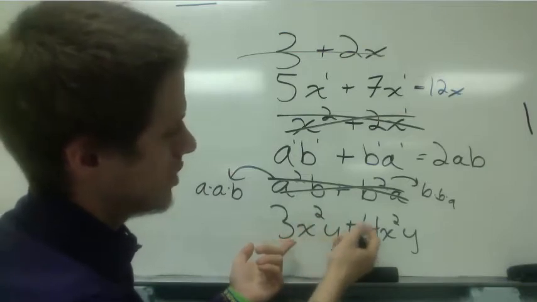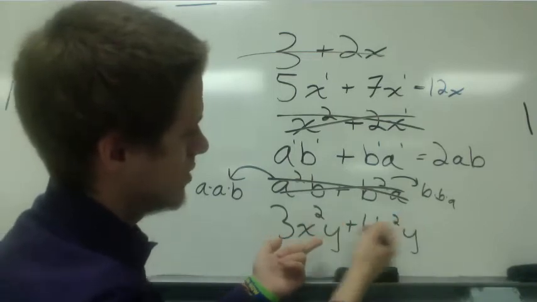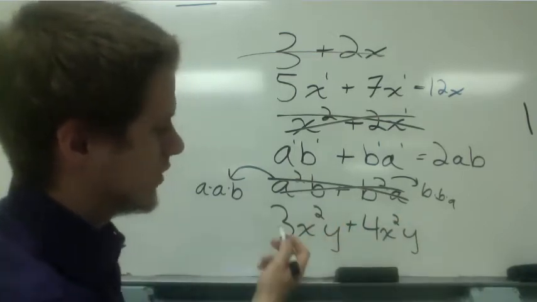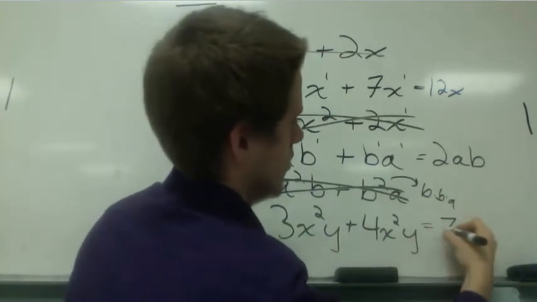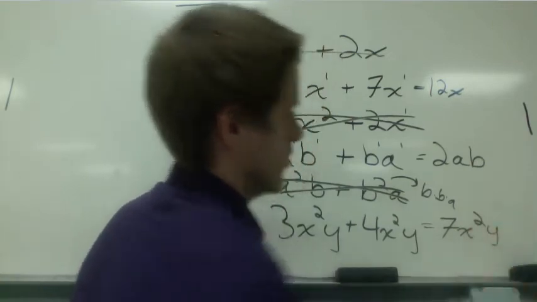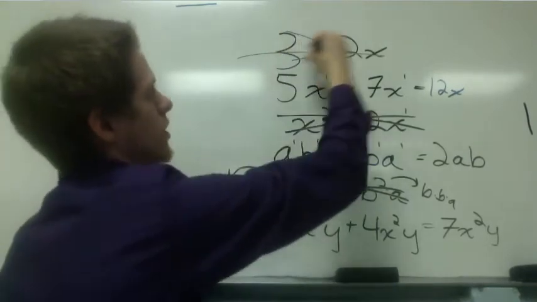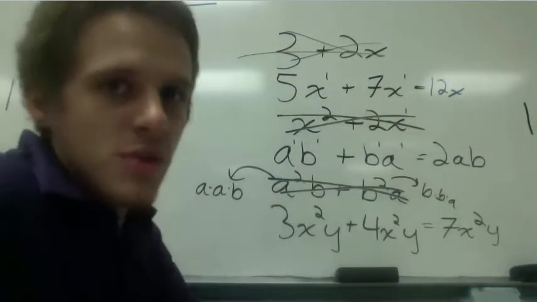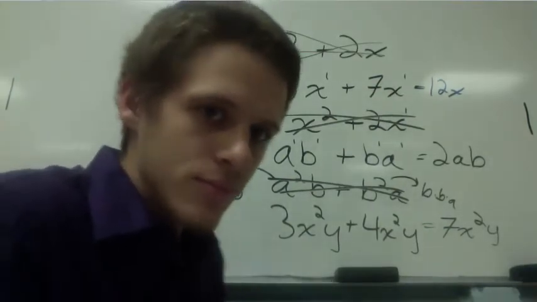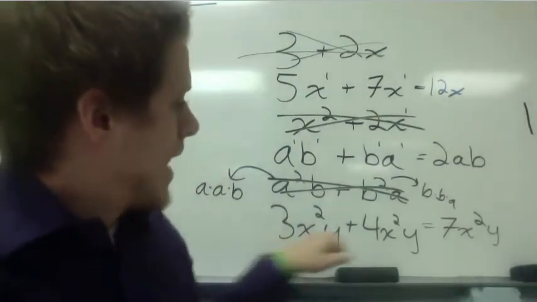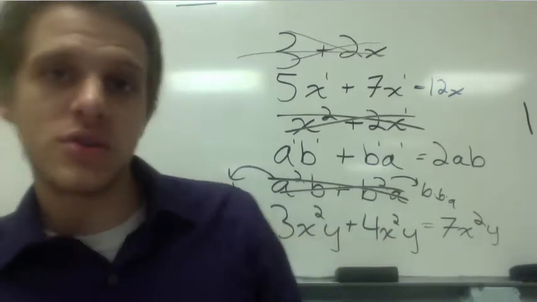3x squared y plus 4x squared y. Okay, same variables, x squared, y and a y. So if we've got 3 of those and we're adding 4 of those, we can say that we end up with 7x squared y. So 3 of those were like terms, 3 of those were not. And when they're like terms, you can combine them, adding them, keeping the sign in front. So combining like terms, you add their coefficients, but the powers, those variables and their exponents, those stay the same.